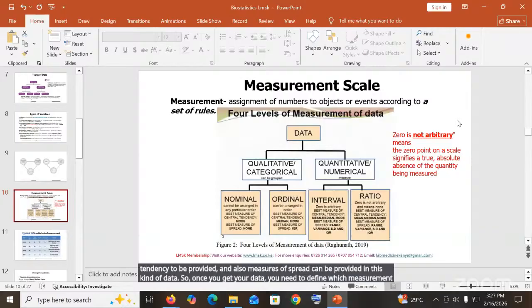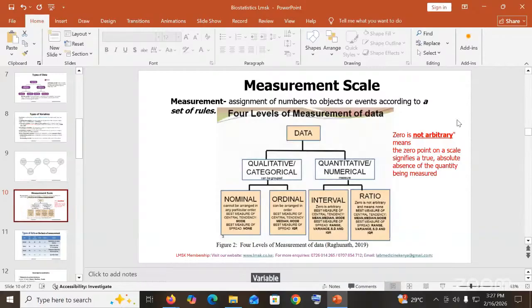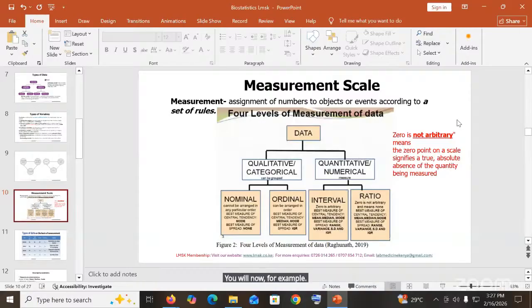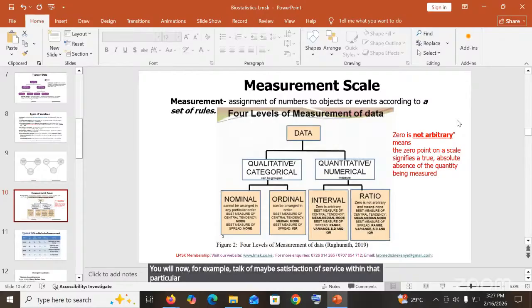So once you get your data, you need to define which measurement of scale. For example, you are doing research among diabetes patients, and the first variable is, for example, gender. Now that becomes nominal. Now you can only give the mode and describe the mode. The most appearing participants were males. Now, ordinal scale, you will, for example, talk of satisfaction of service within that particular laboratory, and now you'll give the order. And now you'll give the median, the mode, and the IQR for that matter.